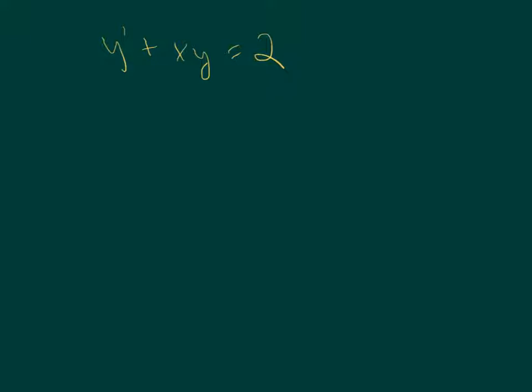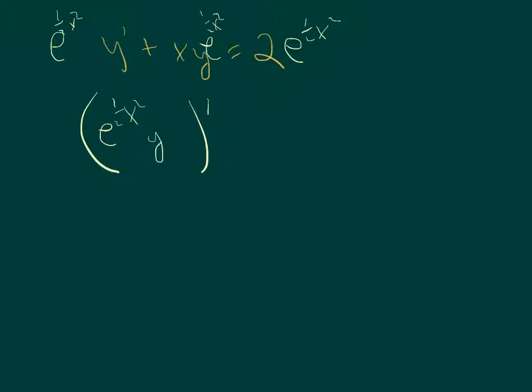What I'm going to do is multiply by e to the integral of the coefficient of y. In this case, I would multiply by e to the 1/2 x squared. So I'll multiply everything by e to the 1/2 x squared. So the left side is going to be the derivative of e to the 1/2 x squared times y, is equal to 2e to the 1/2 x squared.